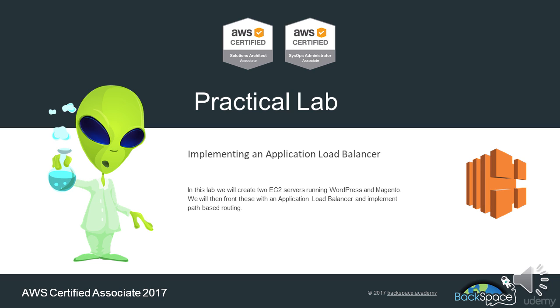And welcome back to Backspace Academy. In this lab, we're going to create two EC2 servers, one of them running the WordPress application and then another that'll be running the Magento application. Once we've done that and we've got those set up and running, we're going to put an application load balancer in front of those, and then we're going to put them inside of a target group and then implement path-based routing for requests that have to go to either that WordPress application or the Magento e-commerce application.